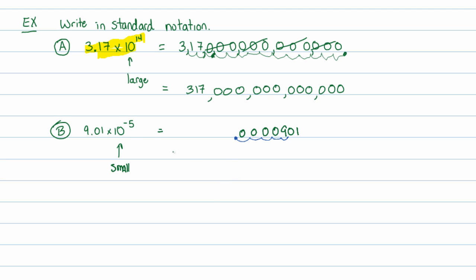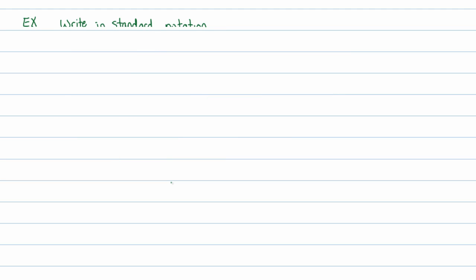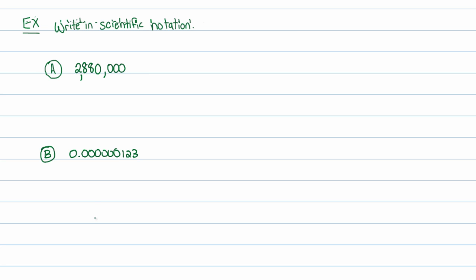So this number is the same as 0.0000901. And by the way, I have a habit of writing a 0 before my decimal place. You don't have to. I just have a habit of doing that. There you go. So you now have some experience where you've seen some examples of writing a number given to you in scientific notation as a number in standard notation. Now let's go the other way. Let's suppose that I give you a number in standard notation and I want you to write it in scientific.